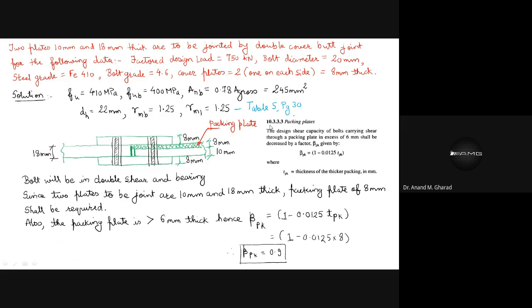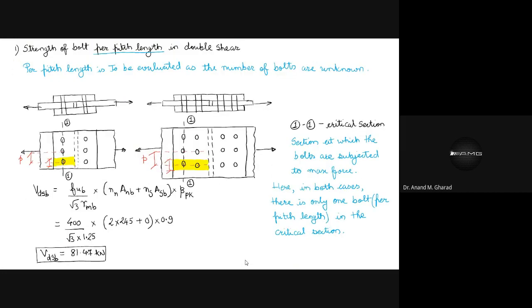And by virtue of this packing plate, as per clause 10.3.3, which says that the design shear capacity of the bolts carrying shear through a packing plate in excess of 6 mm shall be decreased by this factor beta pk, which is given by this formula. Beta pk is equal to 1 minus 0.0125 times tpk, the thickness of the packing plate. So based on this, I have calculated this value. I think this value is correct because it is very simple, 1 minus 0.0125 into 8 mm. Whatever value comes out is the beta pk value. Okay, now we will go ahead. And I need everyone's attention because this is very essential for you to understand the different terminologies. Okay, fine.